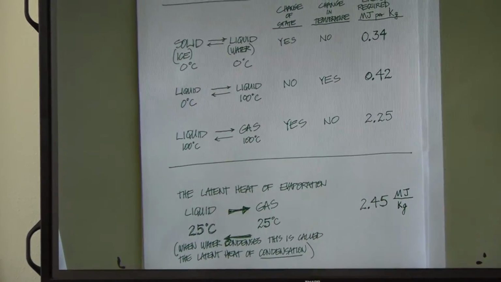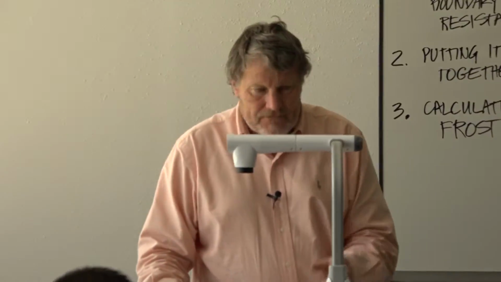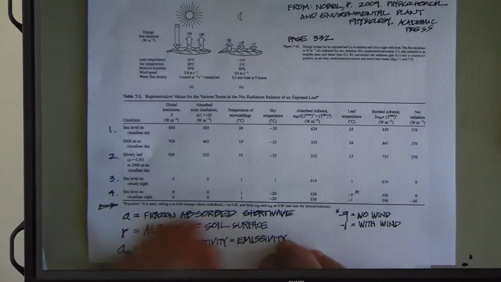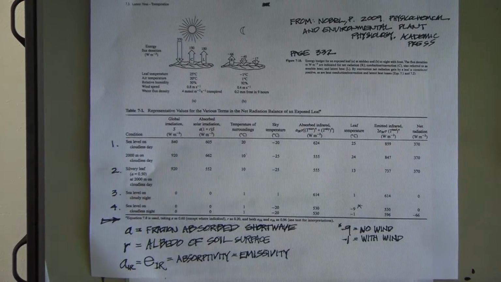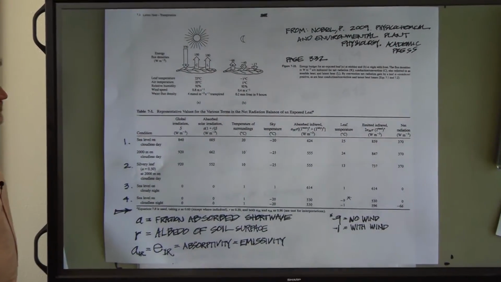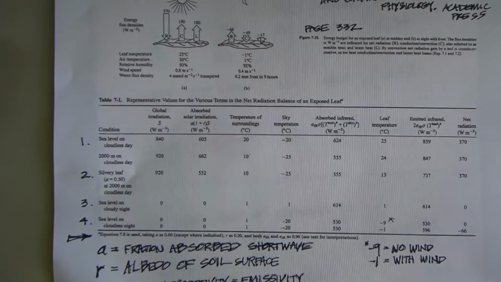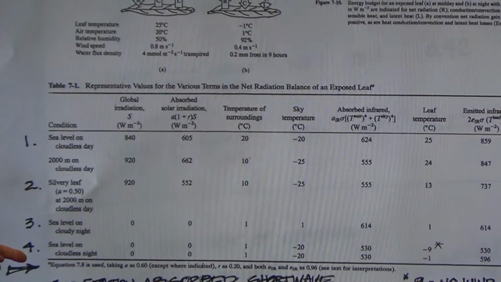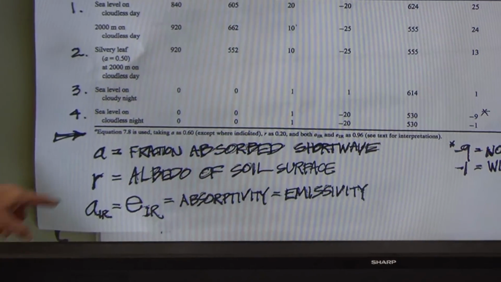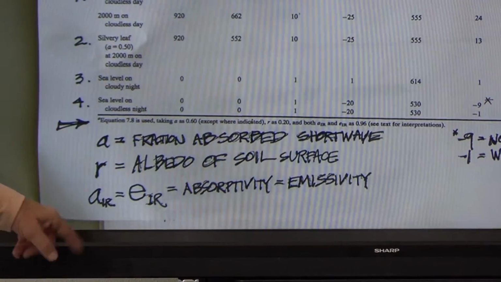one table in the book that I'll go over just a bit quickly here, but this is the same diagram that I just showed you big. This is page 332, figure 7.10. Nobel works out 4 examples with inputs and outputs from leaves. Here's his assumptions down here.